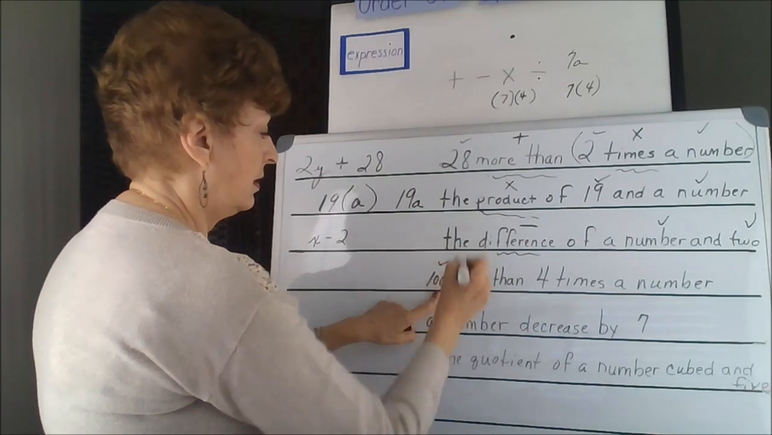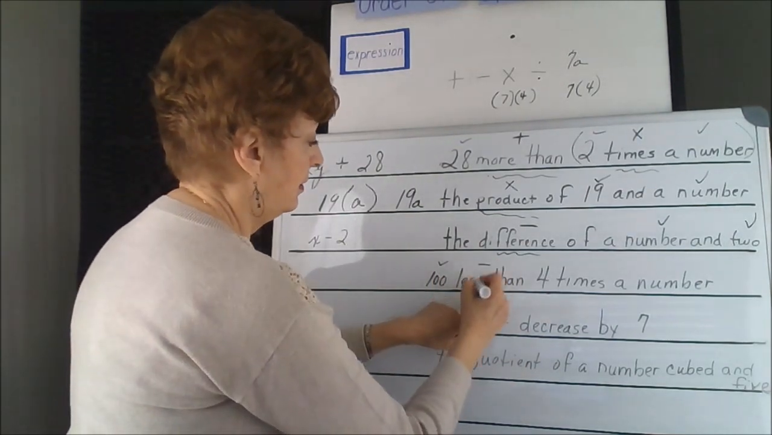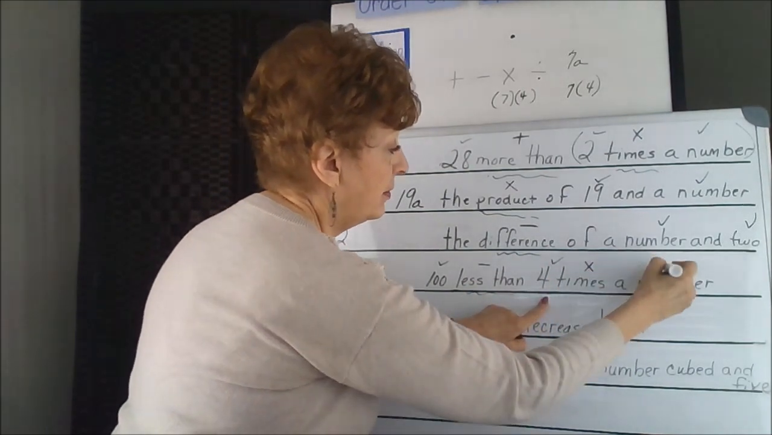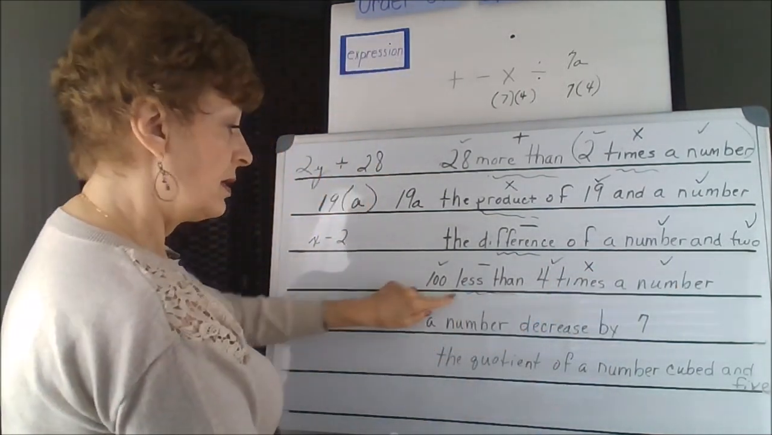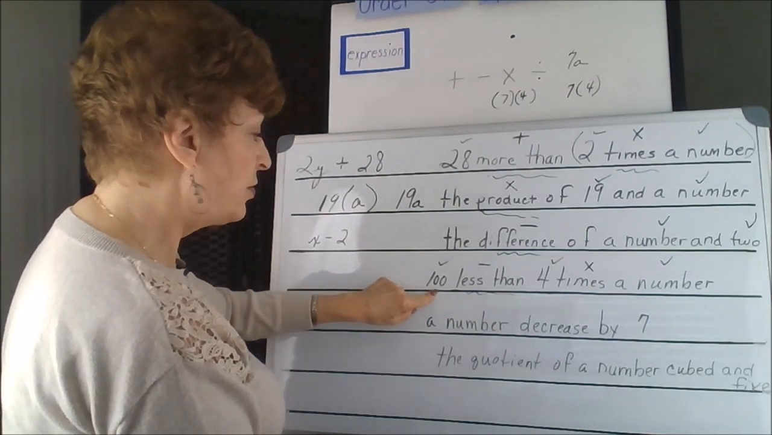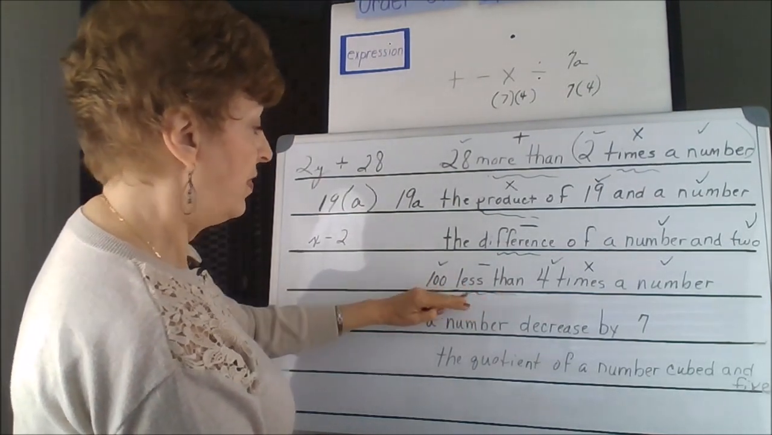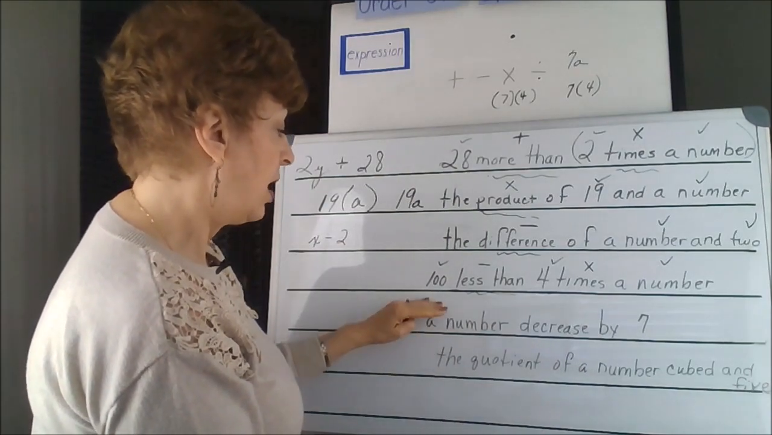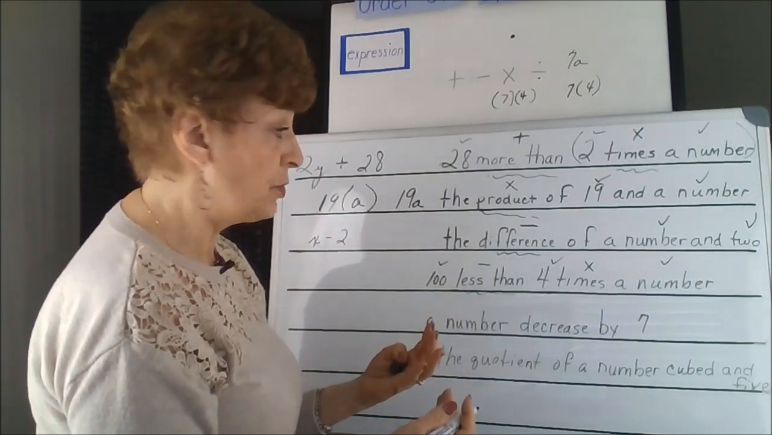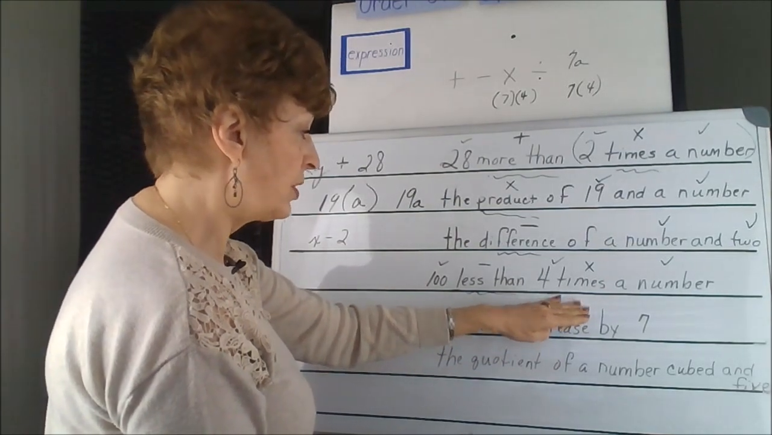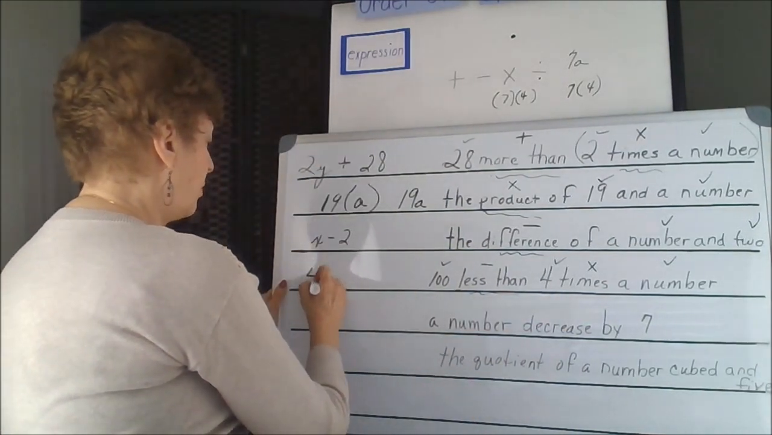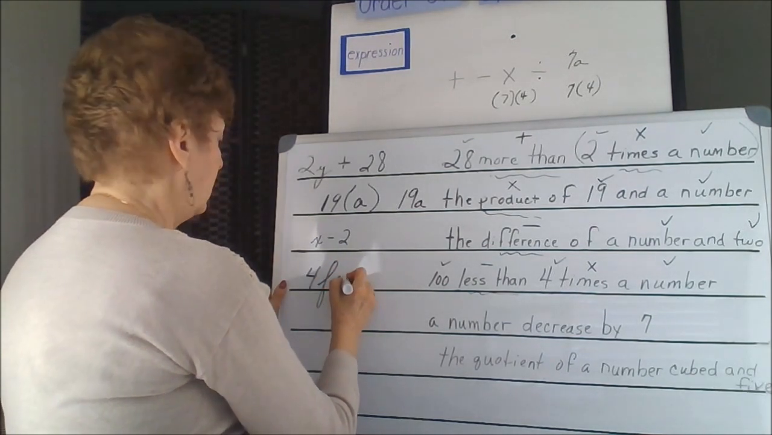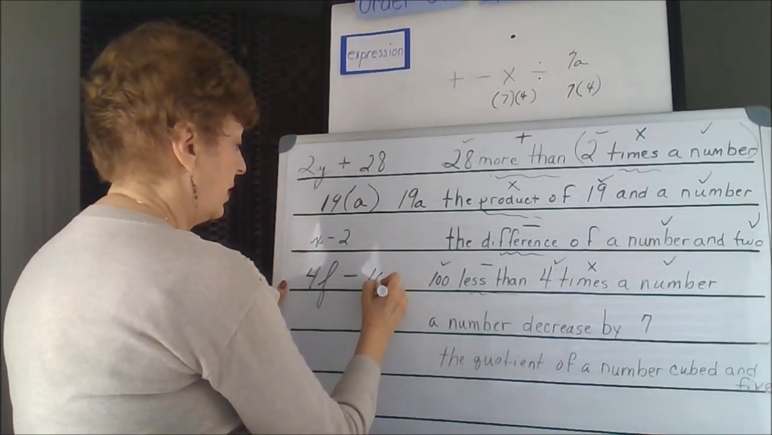100 less than 4 times a number. So in this case, we're going to have 100 less than. That would come last in the problem because it's 100 less than the value of what you already have. So our 4 times the number, we can say f this time, 4f less 100.